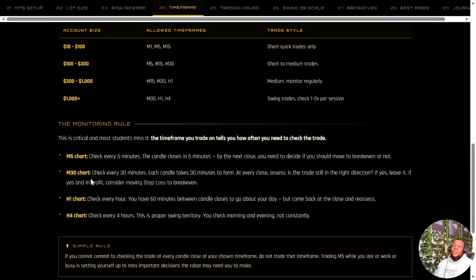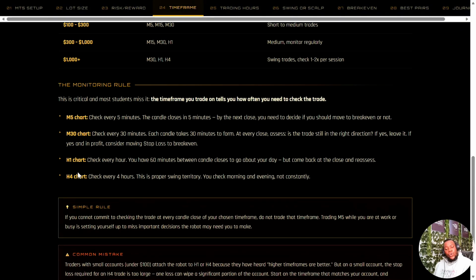The monitoring rule. What do we mean by that? This is the critical thing that most students miss. The time frame you trade on tells you how often you check your trade. If you took your trade on a 5 minute time frame, every 5 minutes you're supposed to check on that trade. The robot has done the analysis and executed for you. It is now your job to check how the market is moving.